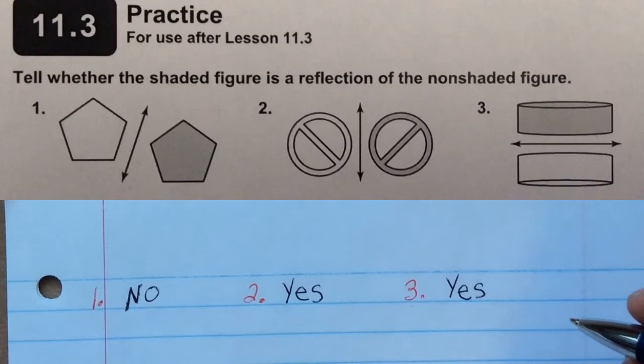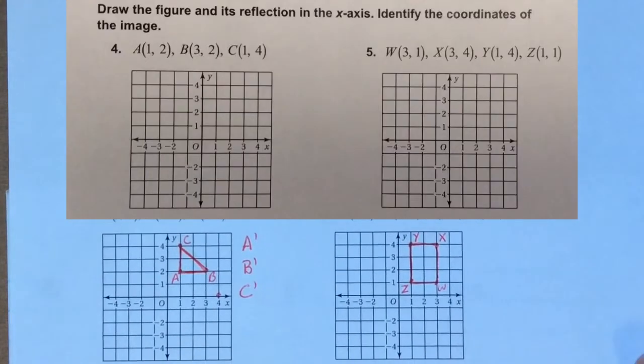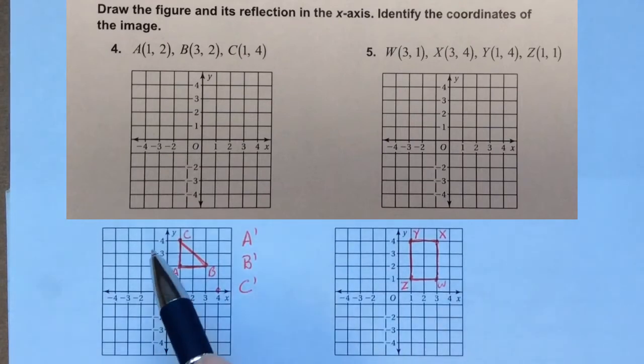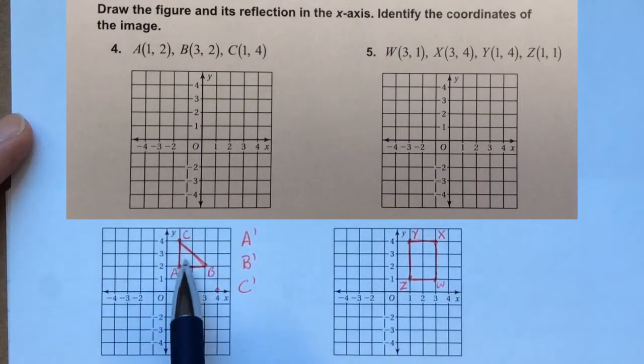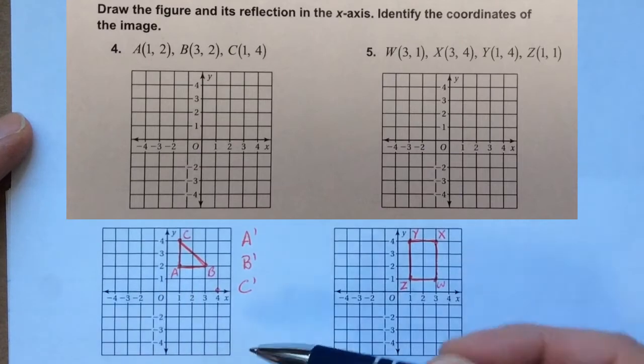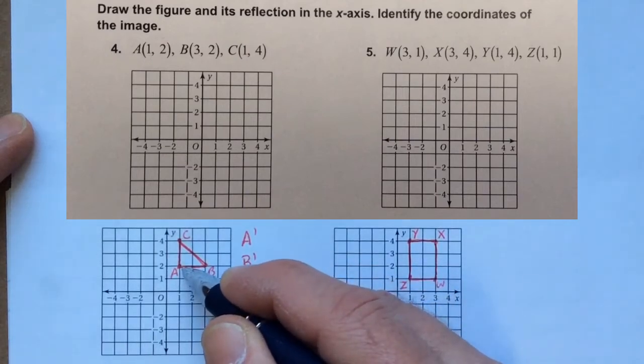For number 4, draw the figure and its reflection in the x-axis. So here's the figure. I drew the figure in. I plotted (1, 2) for A, I plotted (3, 2) for B, and I plotted (1, 4) for C, and I drew that in. And now we're reflecting in the x-axis. So the x-axis is this axis right here, and so now we're going to reflect in that.